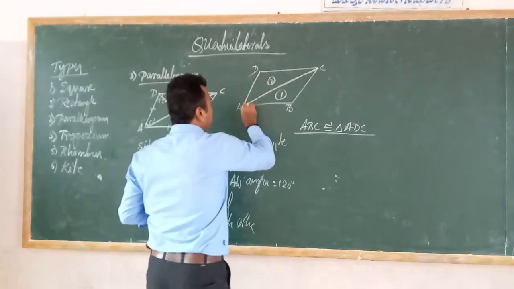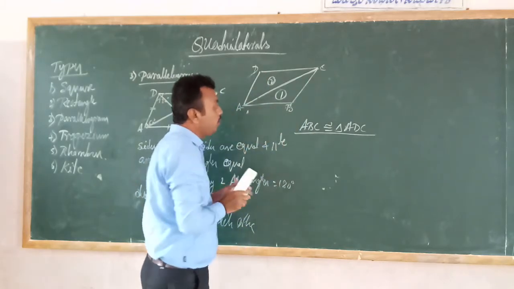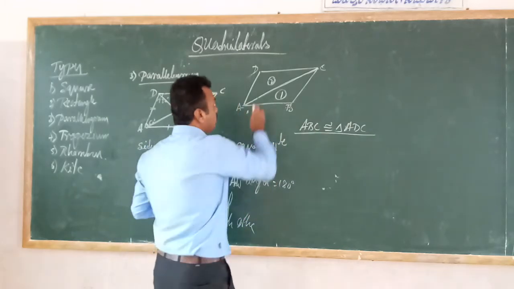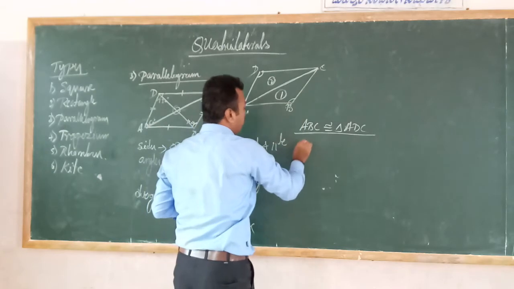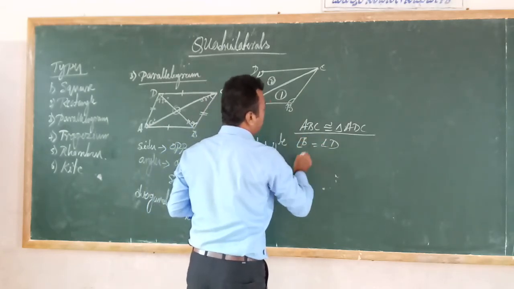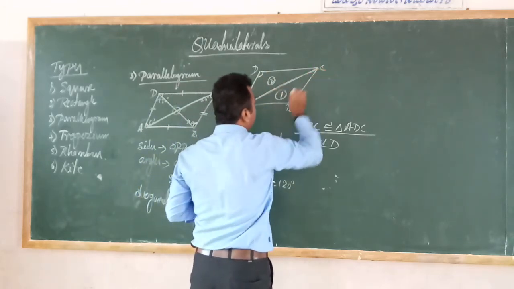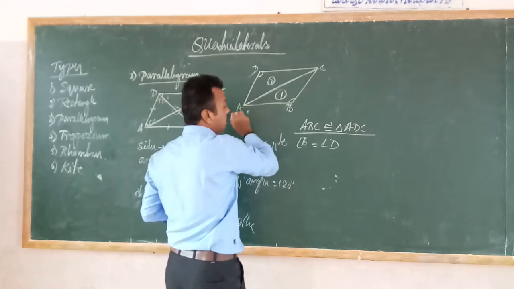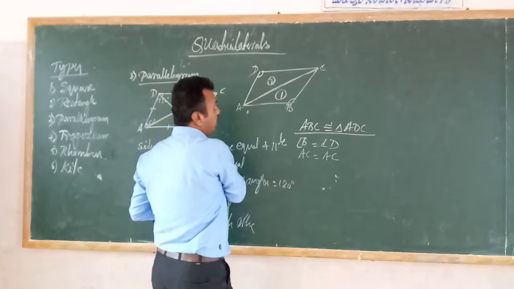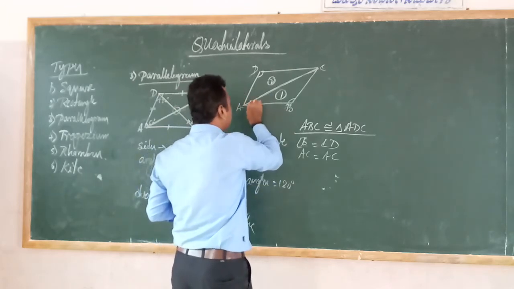How? Very simple. Consider the two triangles ABC and ADC. If you are proving congruence, any three elements must be equal. Angle B and angle D are equal because opposite angles are equal in a parallelogram. And AC is the diagonal, so AC is equal to AC, which is common. And one more angle we want.